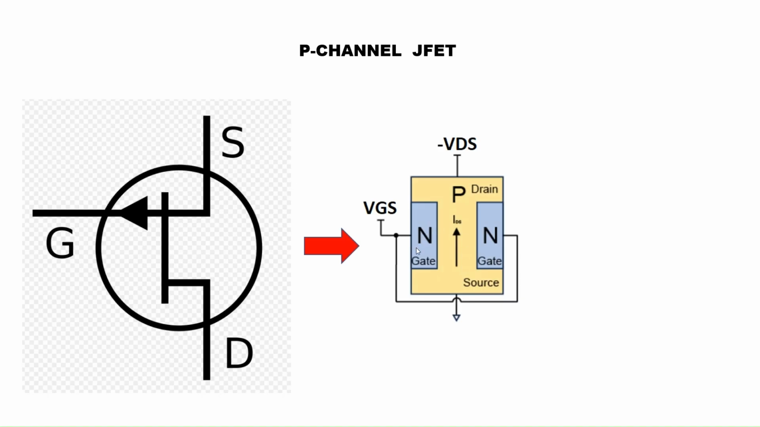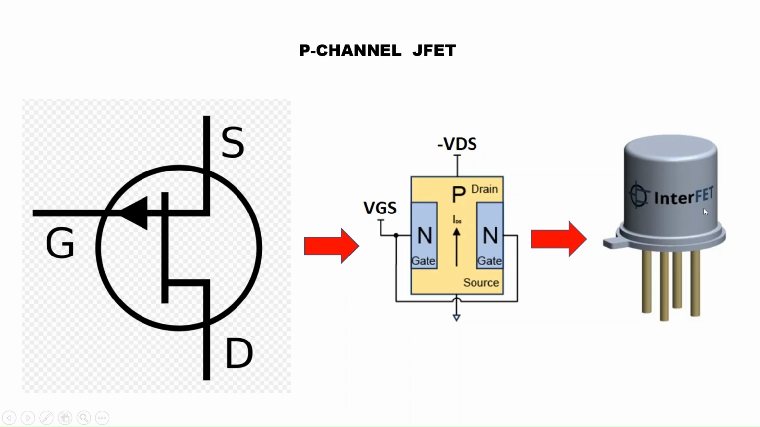This is the symbolic representation of the P-channel JFET. This is the source terminal of the FET, this is the gate terminal of the FET, and this is the drain of the FET. A P-channel JFET is a type of transistor where the primary charge carriers are holes, meaning the current flow is controlled by applying voltage to the gate terminal, effectively narrowing down the conductive channel of the P-type semiconductor material.